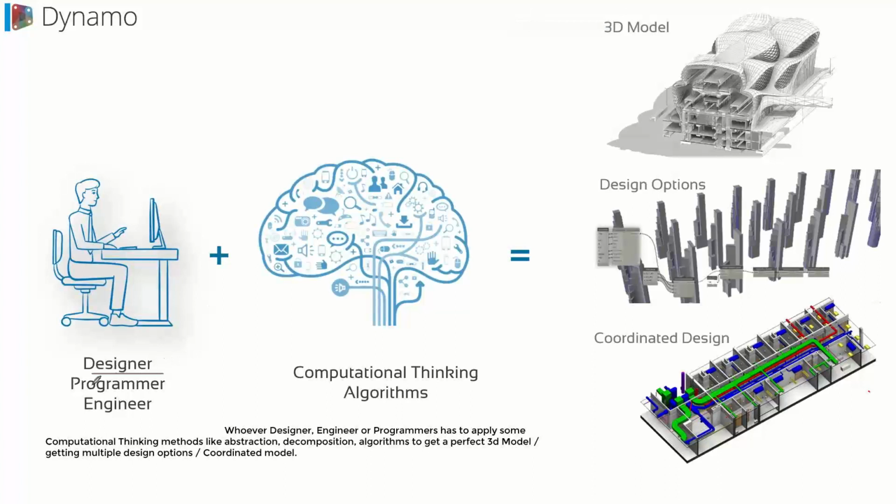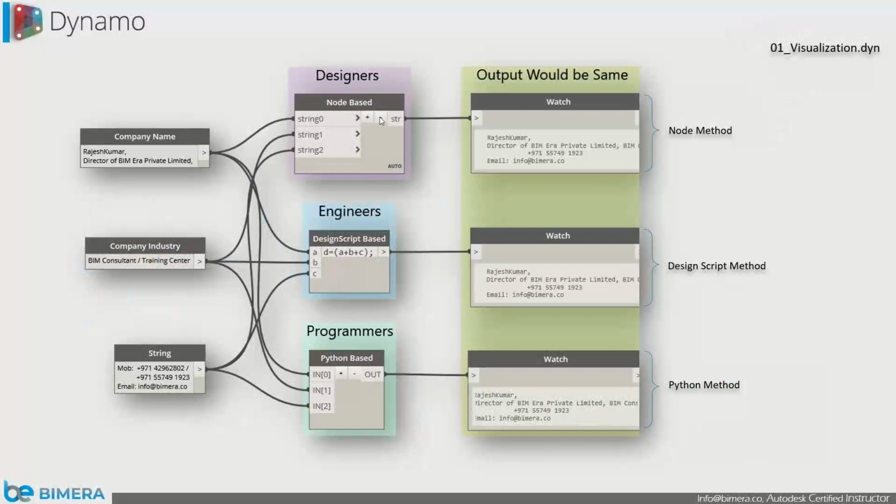We have three different kinds of methods here. One is the designer's method, one is the programmer's method, and one is the engineer's method. What are these methods in Dynamo? Do we really have all of these? Yes, we have. This is called the designer's method, I mean the BIM designers, where we have a process called node-based.